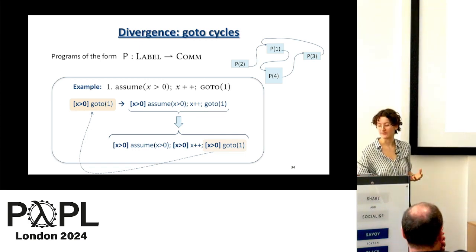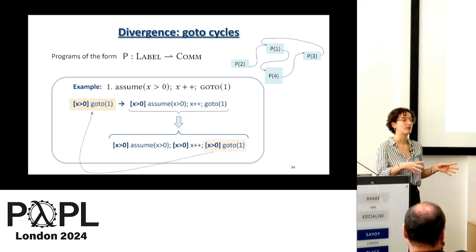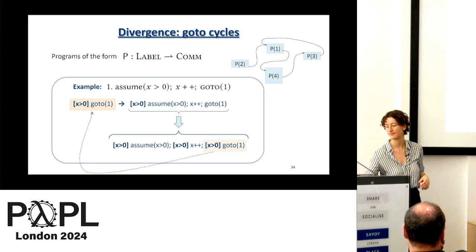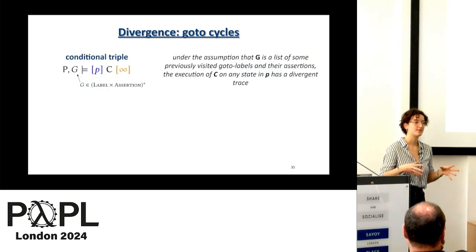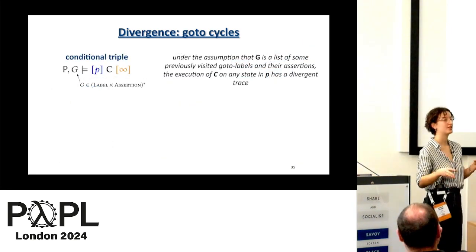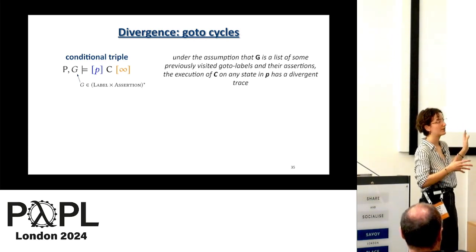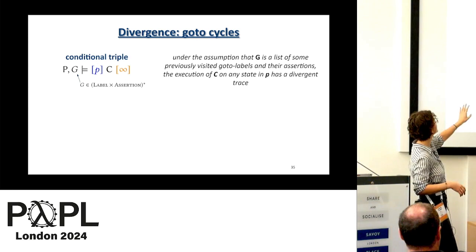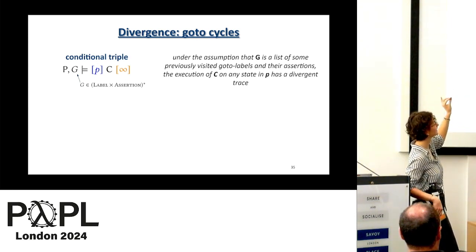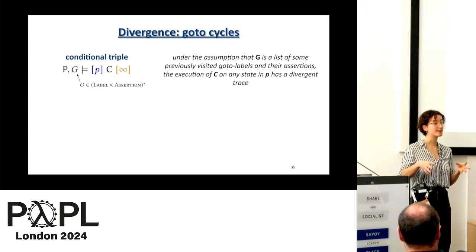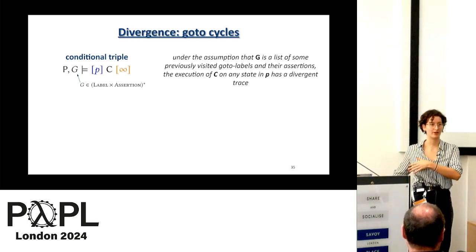So this is all very fun, but of course now the question is, how can we actually formalize that in a logic, because we would like to reason about it, of course. The way that we do that is we introduce something we call a conditional triple. This triple is parameterized not only on the program, as all of our triples are, but also on G. And G is a list of labels and assertions. And intuitively, G is the history of what we've seen before.